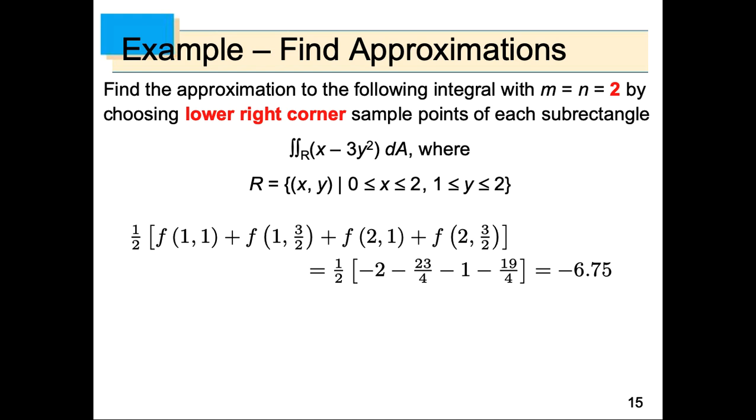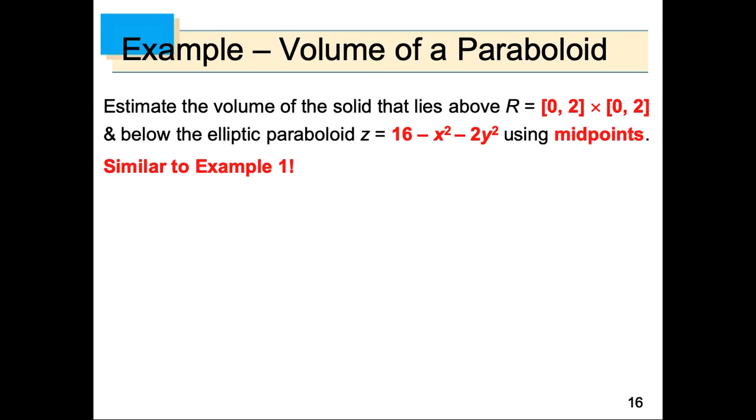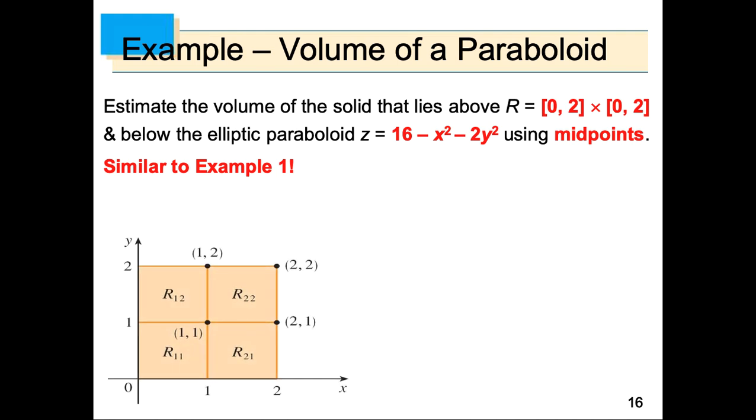And there's also midpoints. So why don't we try one with midpoints. This is just like example 1. Let's say we wanted to estimate the volume that lies above the rectangle on the floor, [0, 2] by [0, 2], but below the elliptic paraboloid, and we're going to use midpoints. So once again, that is our region, and that determines our subintervals. z is our elliptic paraboloid. That's this guy. This is going to be our function f.